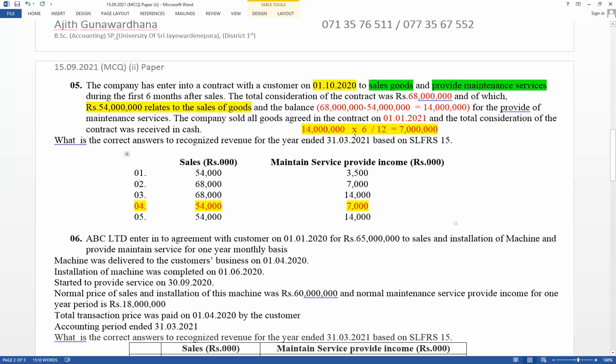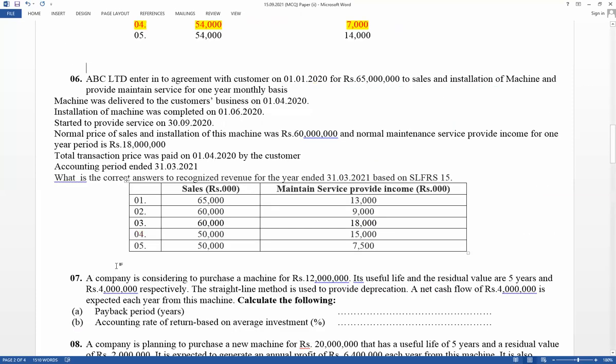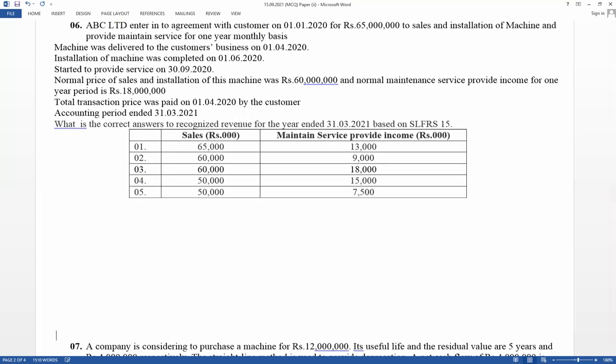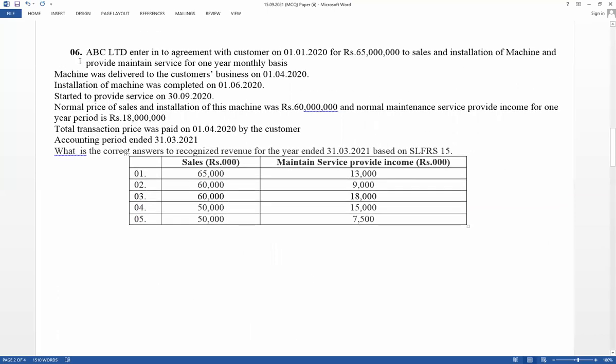At the same time, think about question number 6 also. I discussed it last week also. If you still haven't understood, it will definitely come this time. These are estimates, but it seems to us that it is coming this time. And it is given that ABC Limited entered into an agreement with customers on 1st January 2020 for 65,000.